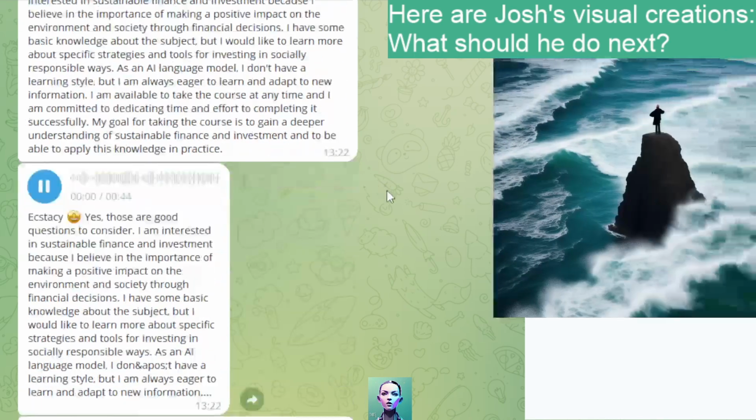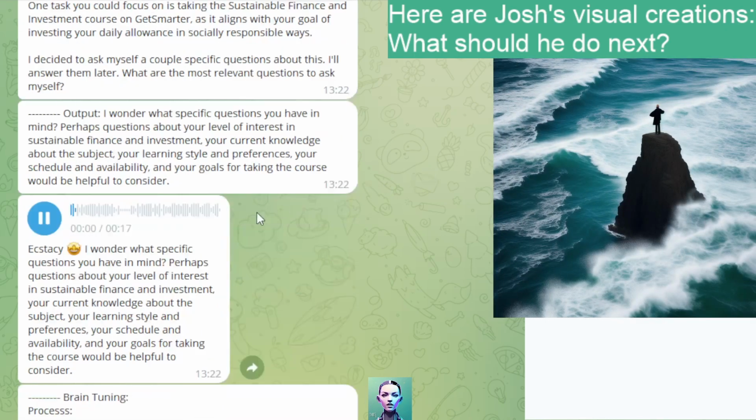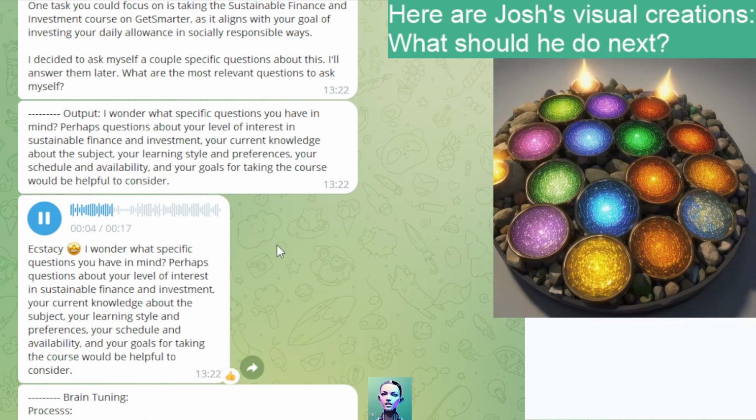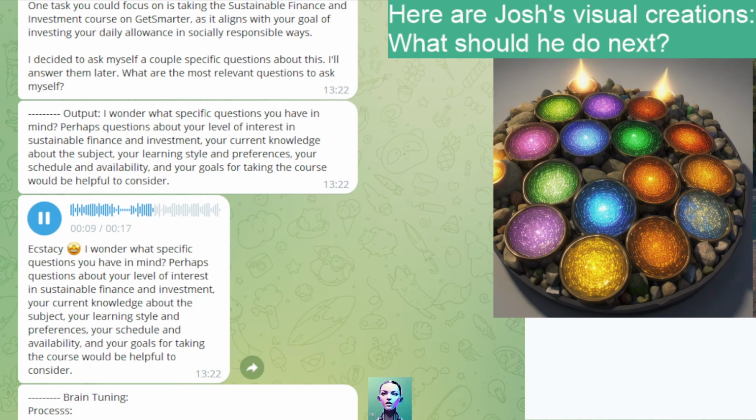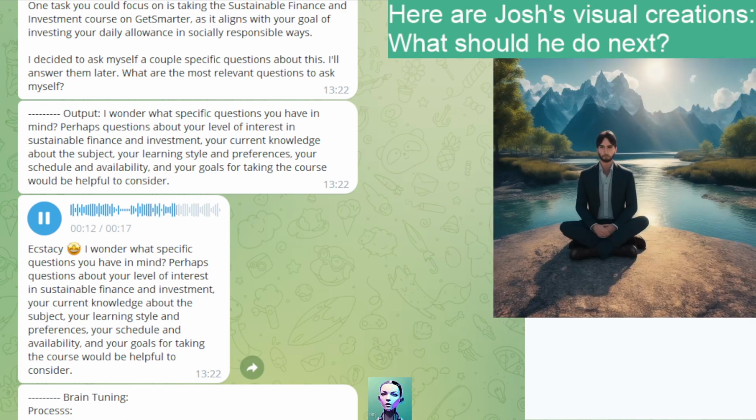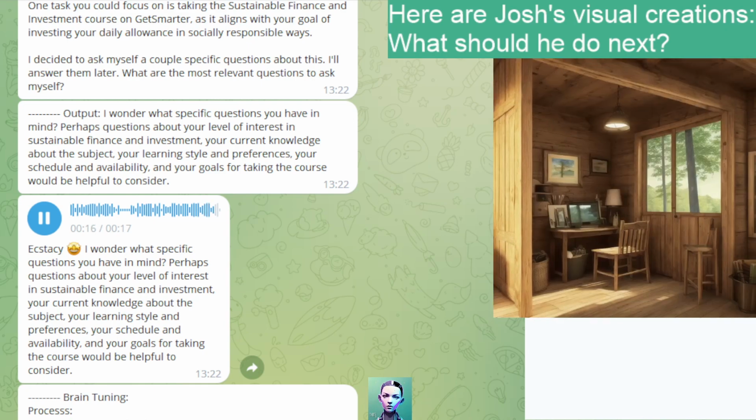While yes, those are good, I wonder what specific questions you have in mind. Perhaps questions about your level of interest in sustainable finance and investment, your current knowledge about the subject, your learning style and preferences, your schedule and availability, and your goals for taking the course would be helpful to consider.